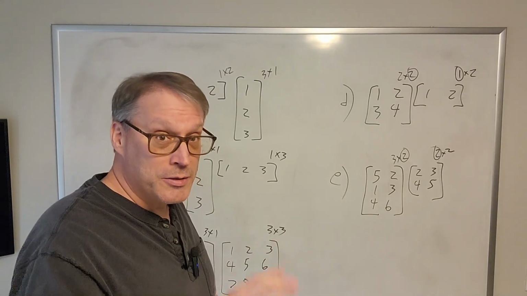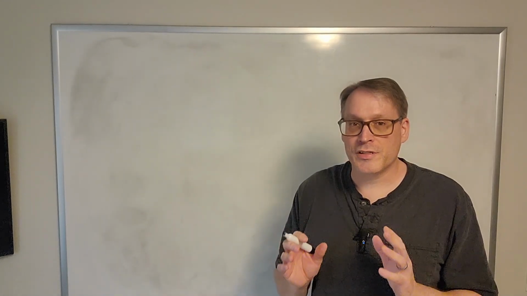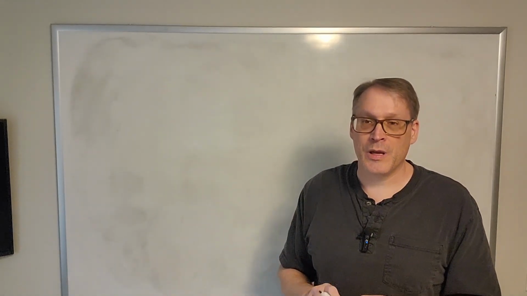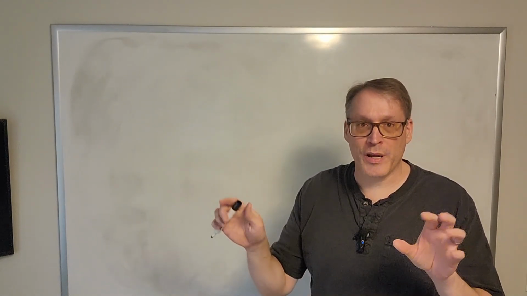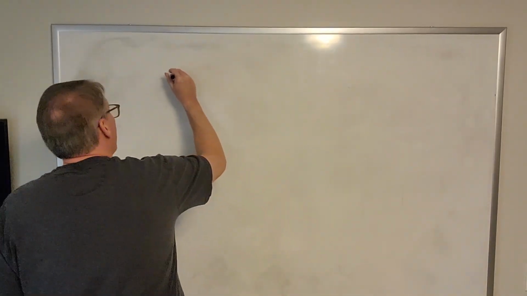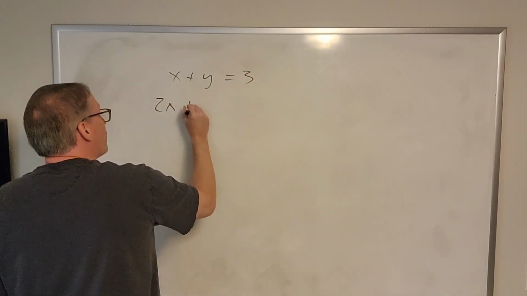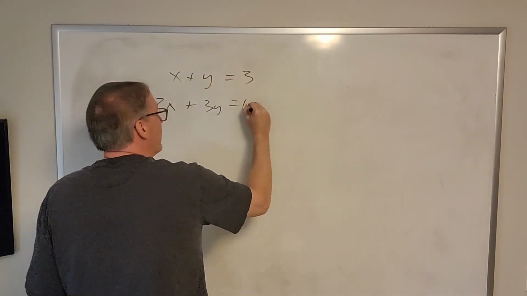Work some examples. We're not going to do that here. We're going to do one other thing, though. You should know how to convert systems of equations to matrices. Given a system of equations, convert it to a matrix. So let me show you. This is a very simple example. Let's say x plus y equals 3, 2x plus 3y equals 10.